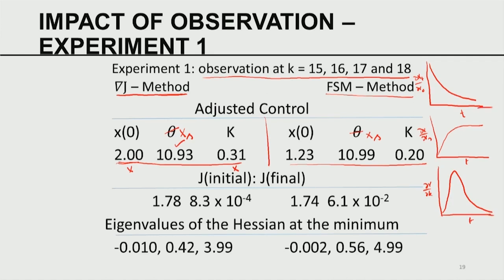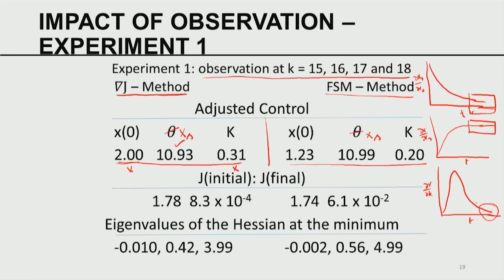So 15, 16, 17, 18 are the times at which I collect the observations. 15 is here and so on. The forward sensitivity solution has already become very low, close to 0. But the sensitivity with respect to the boundary condition is quite large, is equal to unity. The sensitivity to the parameters has become very close to 0.